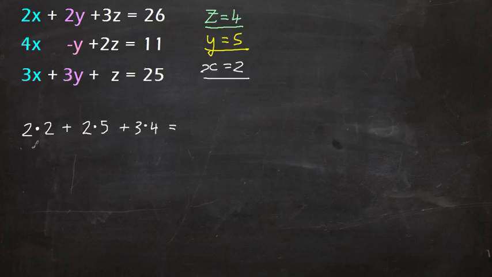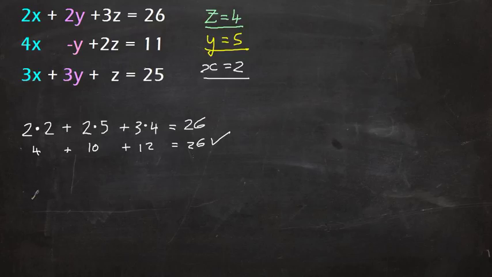That equals 4 plus 10 is 14, plus 12 equals 26. So does it? You can say 4 and 10 is 14, plus 12 is 26, or 12 and 10 is 22, plus 4 is 26. So yeah, that works. So we must have the right numbers here.